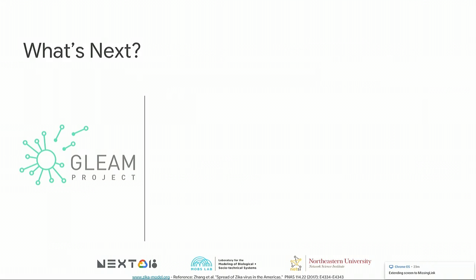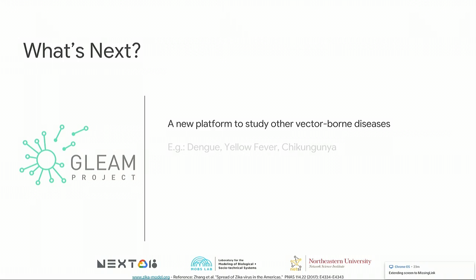So what's next for us? Well, as I told you at the beginning, our platform now can, of course, model Zika virus, but in principle can be used and extended to study also other vector-borne diseases. For example, dengue, yellow fever, and chikungunya. Therefore, please stay tuned to hear more from us in the future regarding this.